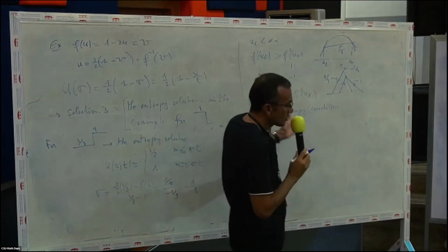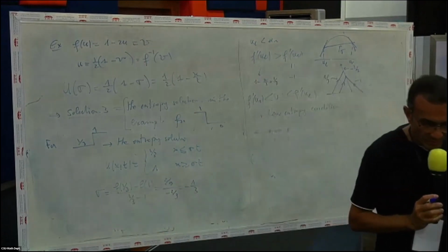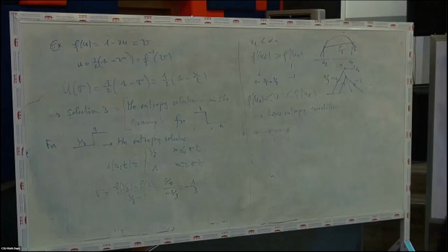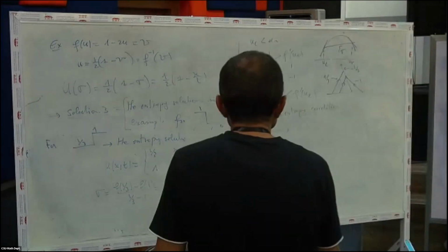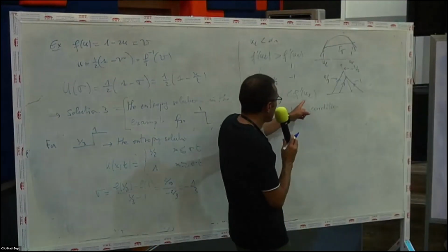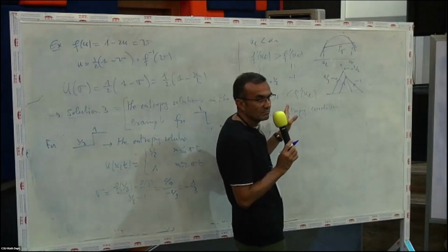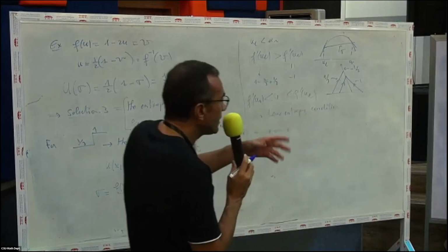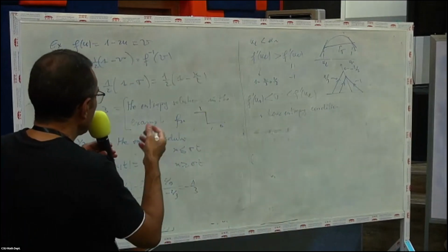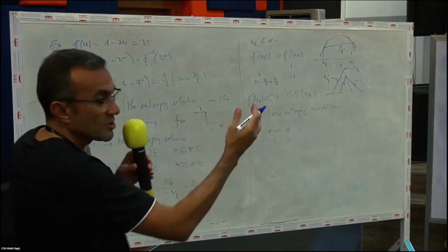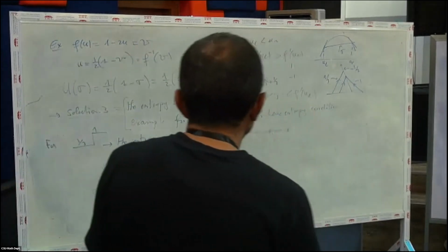And this condition is important to say that we have an entropy shock. If you need an entropy shock, the speed at the left needs to be bigger than the speed at the right. Not the speed of the vehicles, but the velocity, the speed of the equation. Okay, so this is important.